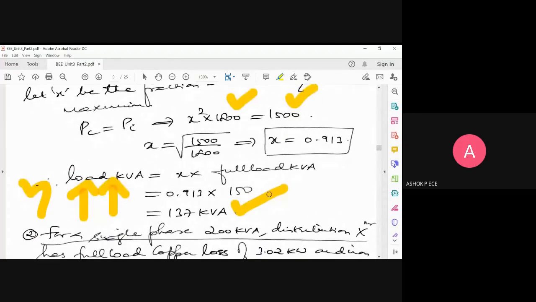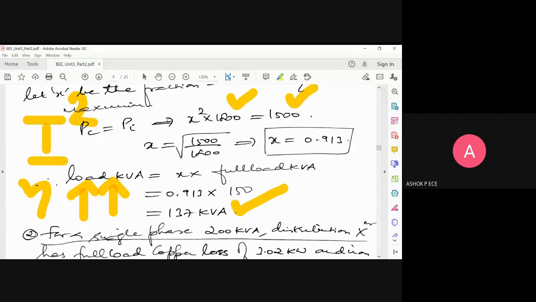I hope this is clear. See, if copper loss and iron loss are not given, you need not use this x. You equate one value to the other. But since both are given and the numbers are not the same, we are going to find what fraction of the copper loss will make it equal to iron loss. That's why for copper loss, we always use the fraction x square, because I told you copper loss depends on the square of your current. So wherever you write copper loss, the fraction will be multiplied by itself two times, so x into x will become x square. For power, it is only x.